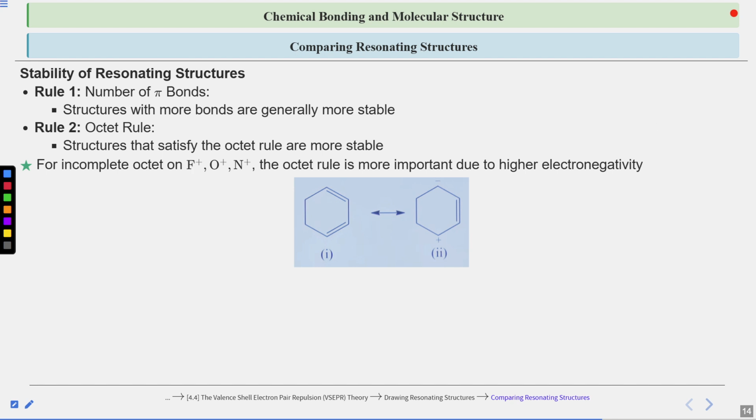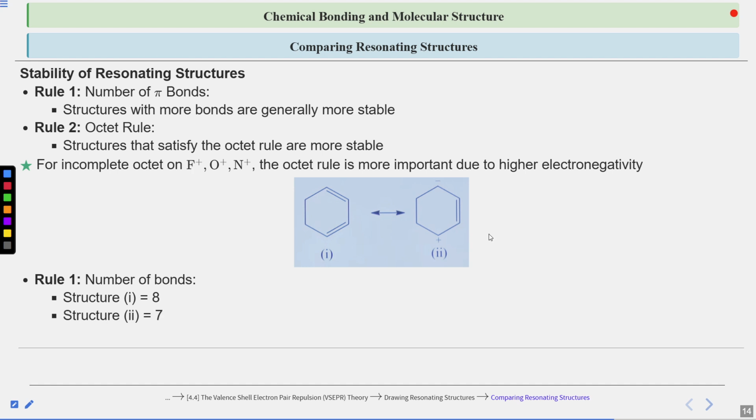So what can we say? That the number of bonds in structure 1 is 8. If you look here, 6 bonds are present in the single form and 2 are present in the double form. Okay. So therefore, 8 bonds are there in total. Whereas in the second structure, 7 bonds are present. Therefore, we can easily say that structure 1 is more stable than structure 2.